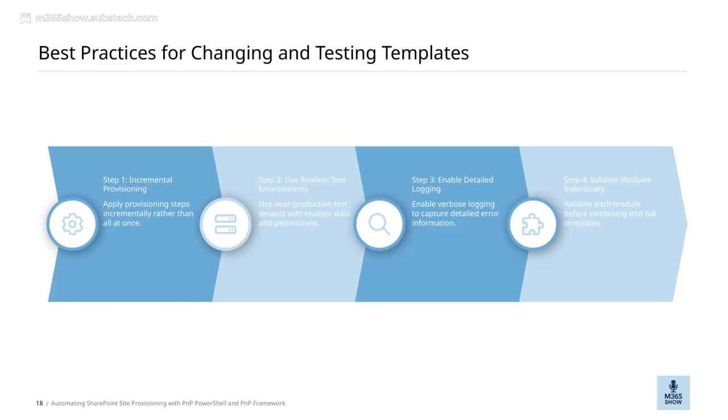It's also important to use near-production test tenants that mirror your actual environment. This way, you can test with realistic data and permissions, giving you confidence that your templates will perform well in the real world. Finally, I recommend applying provisioning steps incrementally rather than all at once. Taking small, measured steps helps you identify problems early and makes debugging much more manageable. By following these best practices, validating modules individually, enabling detailed logs, using realistic environments, and provisioning incrementally, you'll improve the reliability and effectiveness of your template deployment process.